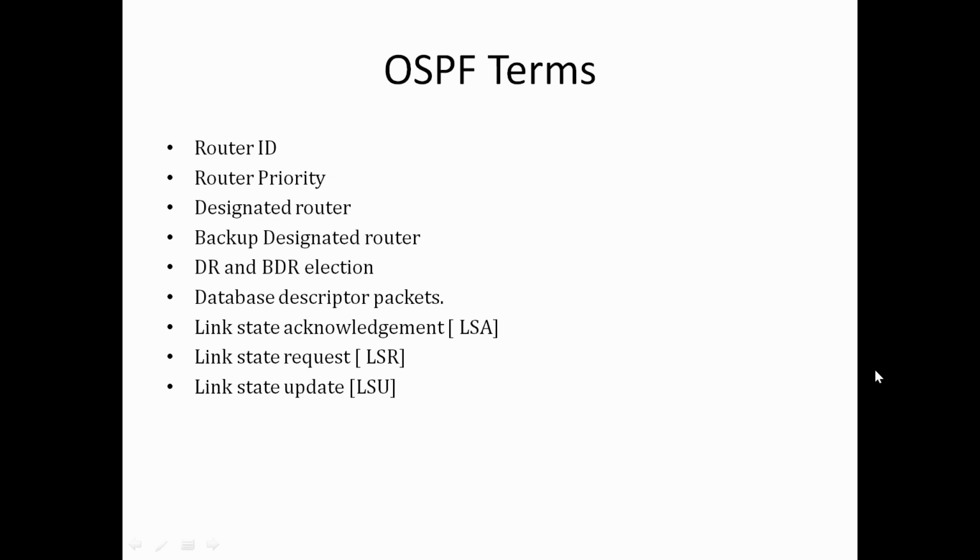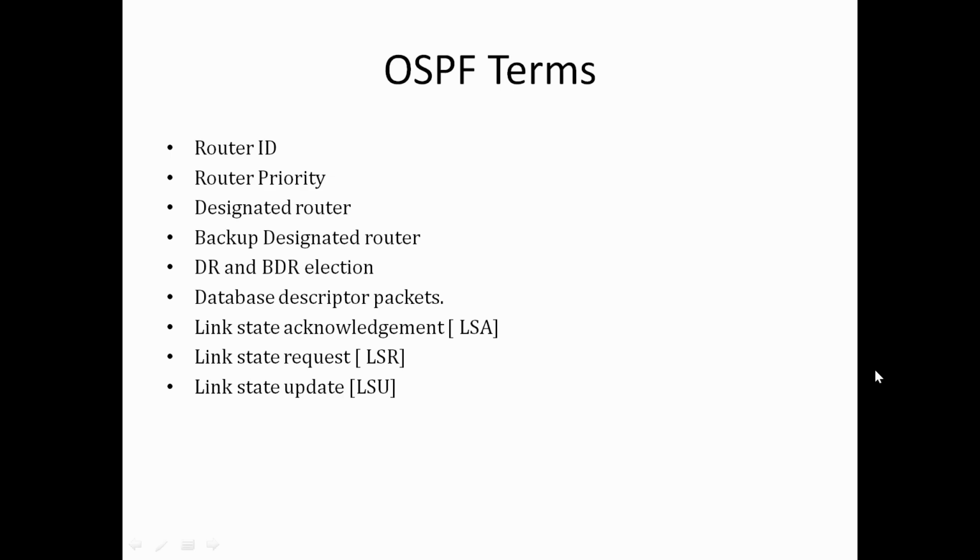And the next, router priority. It's a value that determines which router becomes the designated router and the backup designated router on a network. The router with the highest priority is selected. And if multiple routers have the same priority, the router with the highest router ID is selected. The priority range is from 0 to 255 with 1 as the default. A router with a priority of 0 is not eligible to participate in the DR and BDR election process.